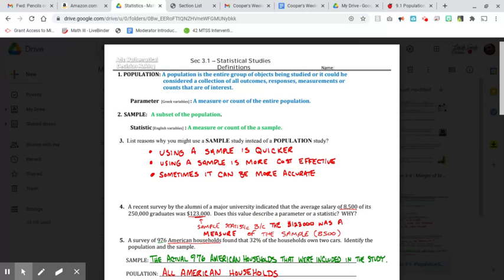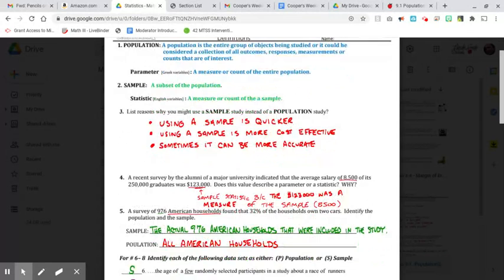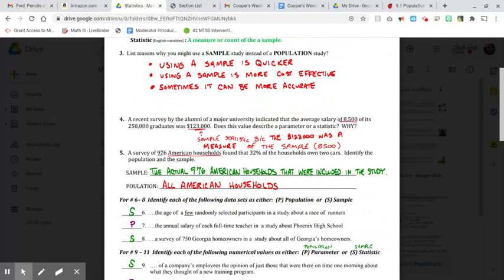So why would you use a sample instead of a population? So obviously using a sample is quicker, it's more cost effective, and it can be just as accurate sometimes as the population. So getting the entire population could take a very, very long time because it's hard to track down people and hard to get everybody. So a lot of times a sample is chosen because it's quicker, more cost effective, and could be just as accurate as the population. So I'm going to start to move down here.